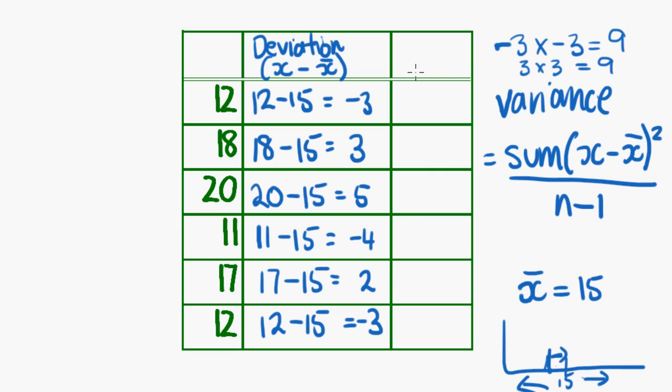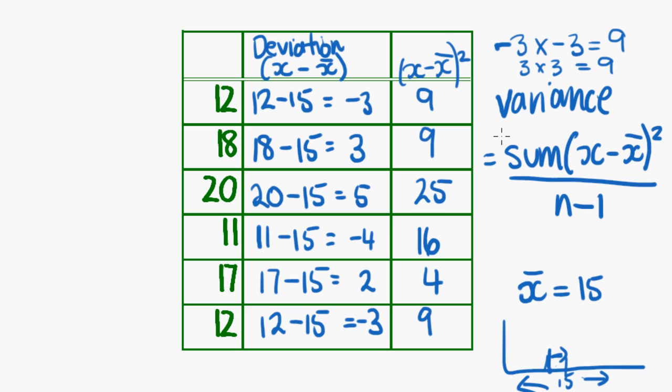So this one here, I'm going to do the deviation, which is x minus the mean of x, squared, and that'll make these positive numbers. So negative 3 squared is 9, 3 squared is 9, 5 squared is 25, negative 4 squared is positive 16, 2 squared is 4, and negative 3 squared is positive 9.